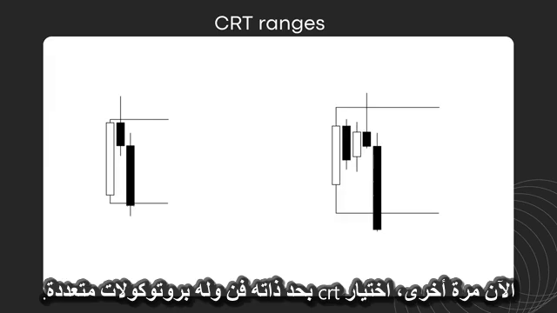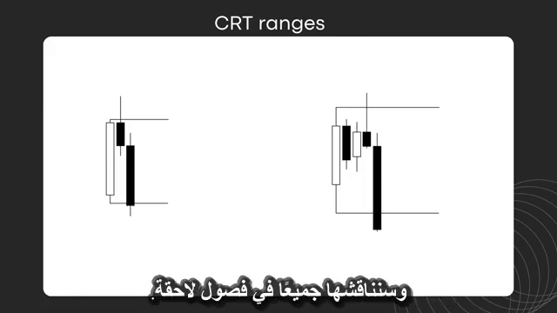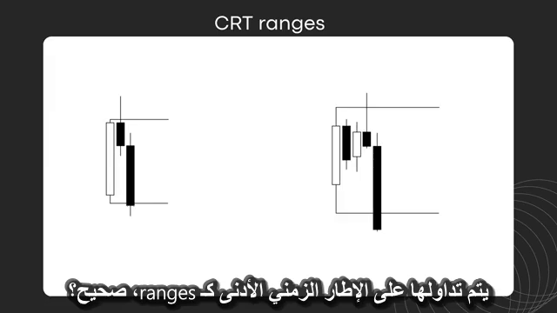Now, again, choosing a CRT is an art in itself, and it has multiple protocols and intricacies which you must look for when choosing it, right? We're going to discuss them all in later chapters. But basically, they are higher time frame candles which are traded on the lower time frame as ranges, right?